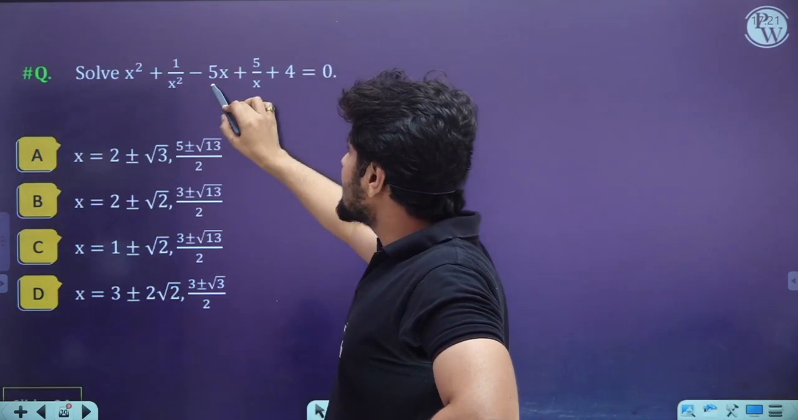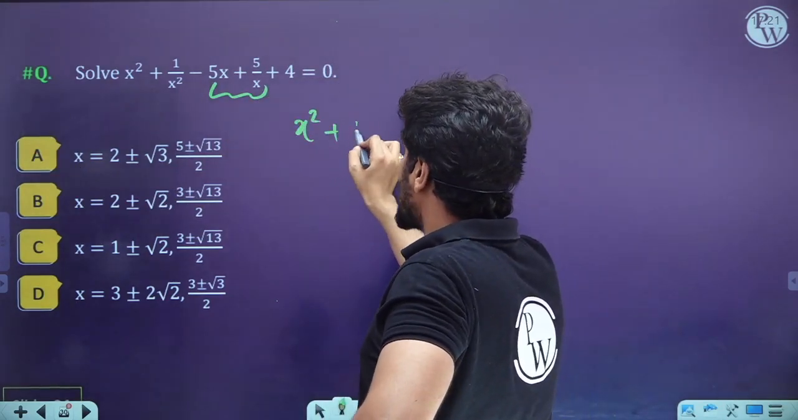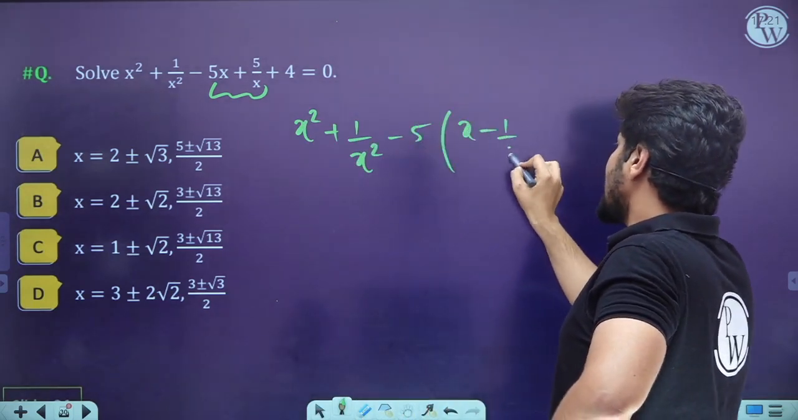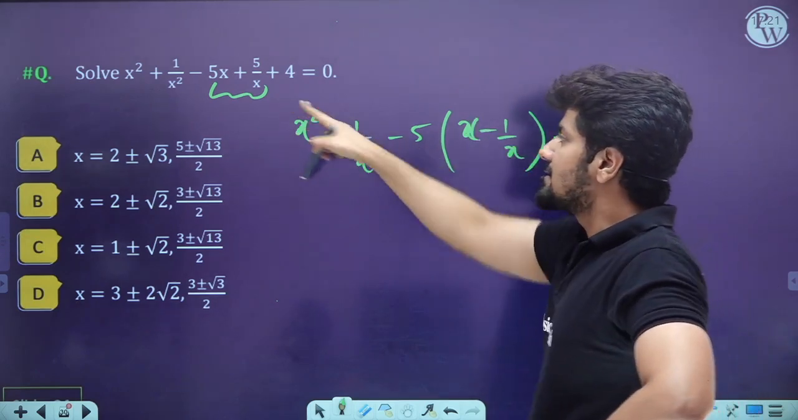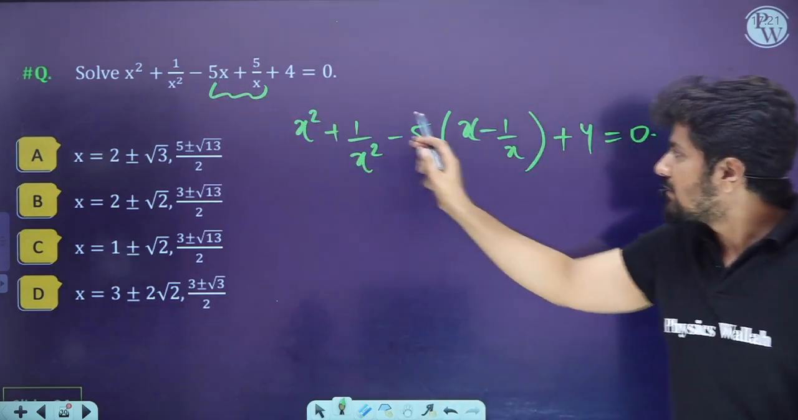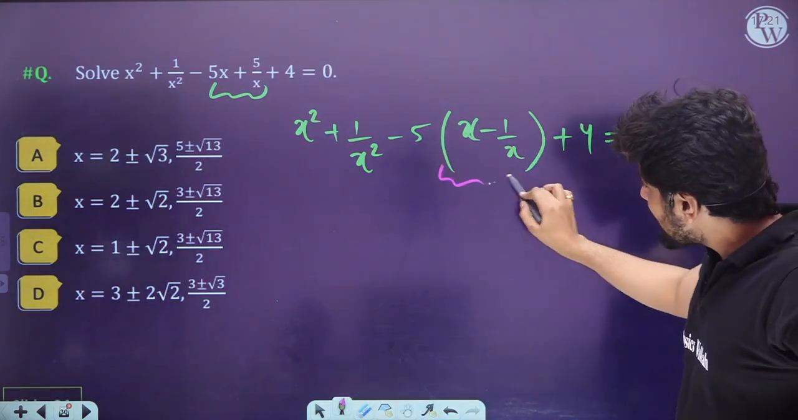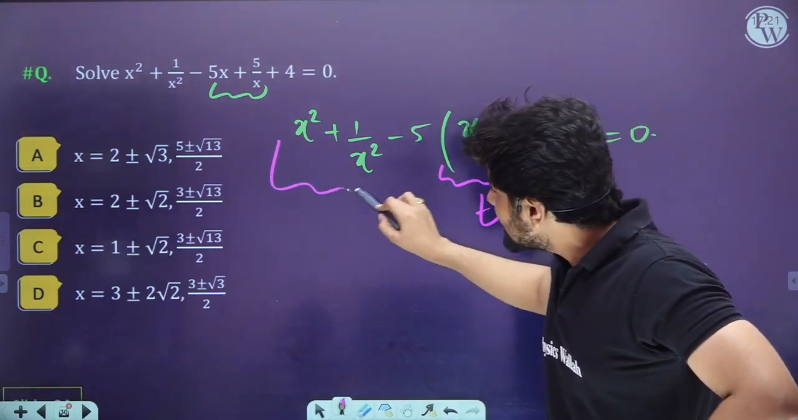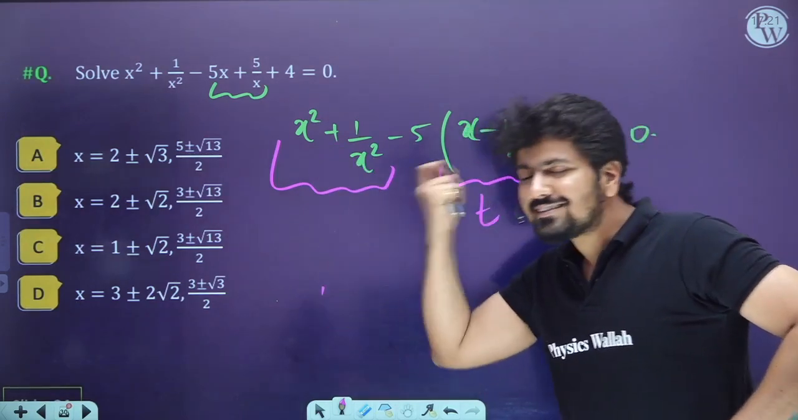If you take minus 5 common from these two terms, we are going to get this equation as x square plus 1 by x square minus 5 times (x minus 1 by x) plus 4 is equal to 0. This is how we are going to get this equation. So now, in this one, I'm going to take x minus 1 by x as t. So how do I write this in terms of t?